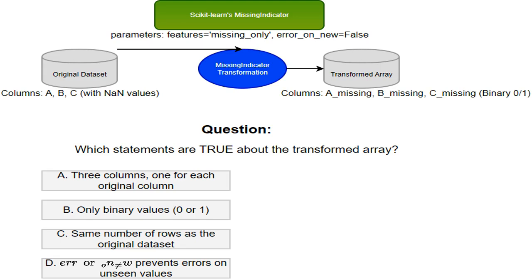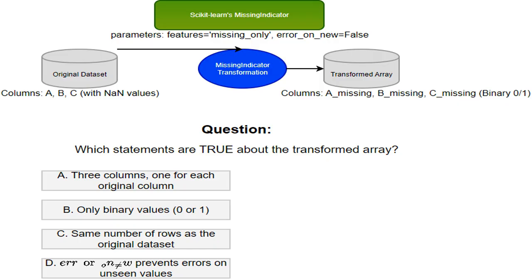This is about the type of values. Let's be clear. MissingIndicator only produces binary outputs. A 1 means a missing value was present in the original dataset for that specific row and column, and a 0 means it wasn't. It's a simple yes, no indicator for missing data.